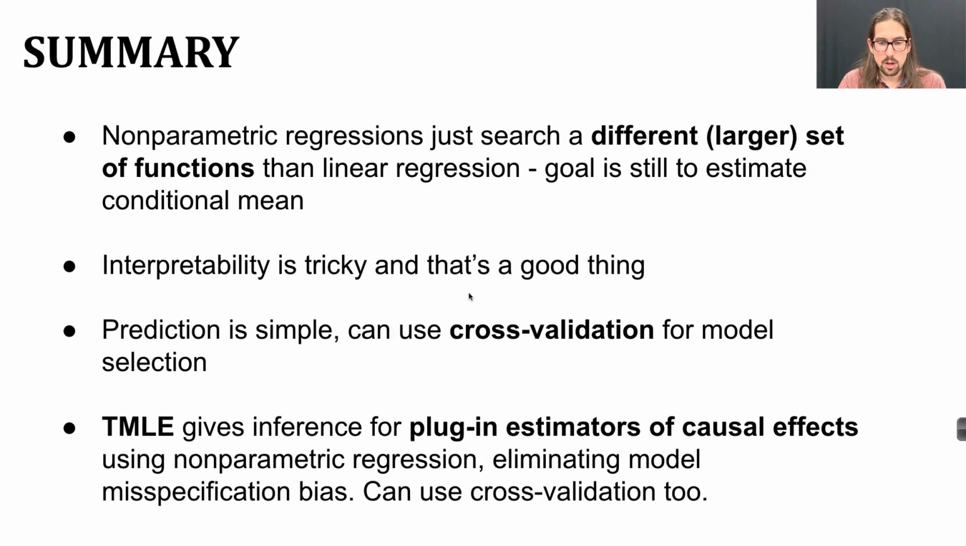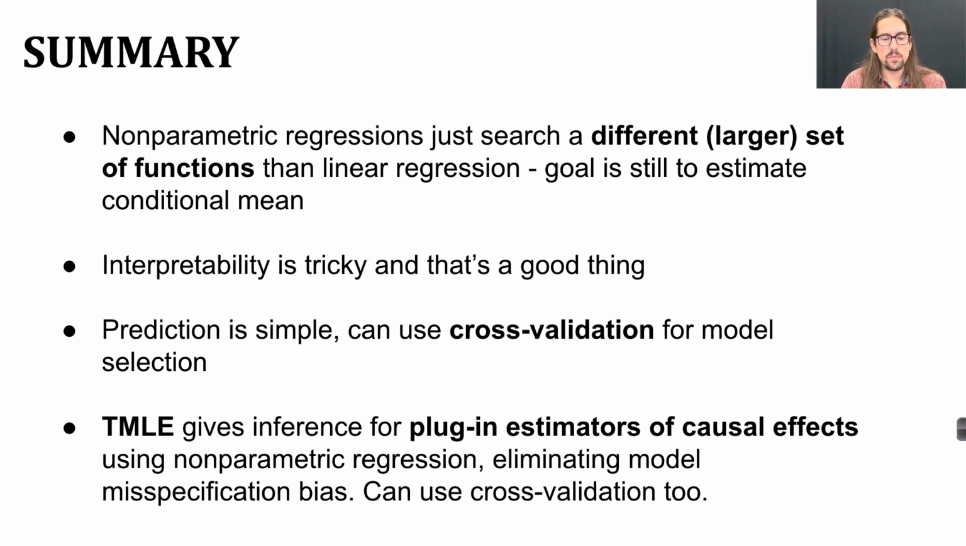So that's nonparametric regression. A quick summary here. Nonparametric regression is very similar to what we're used to with linear and logistic regression. It's just that you're searching a larger or different set of functions. The goal is still the same. Next point is that interpretability is kind of tricky. You can do it, but honestly, I think it's a good thing that it's tricky because it stops you from turning your brain off and just reading these coefficients off the table and saying that they mean something.